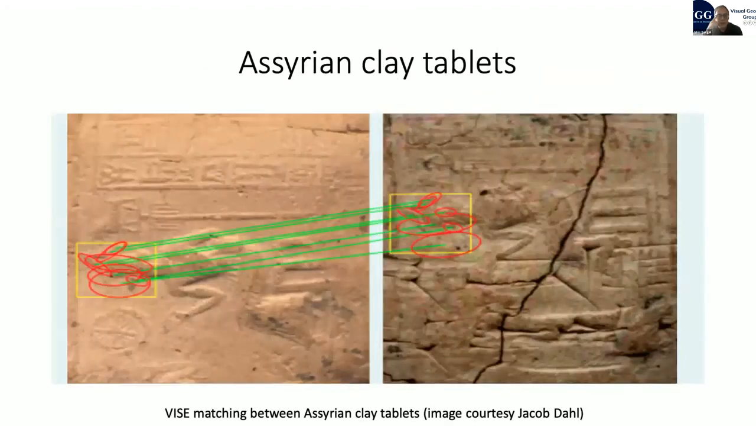Slightly more challengingly is matching features in images that have a low amount of texture within them. So these Assyrian clay tablets have a shallow relief and not much variation, unlike some edges of a building. We can match some features, but this is the kind of thing that we would like to be able to do more accurately and at larger scale than we currently can.